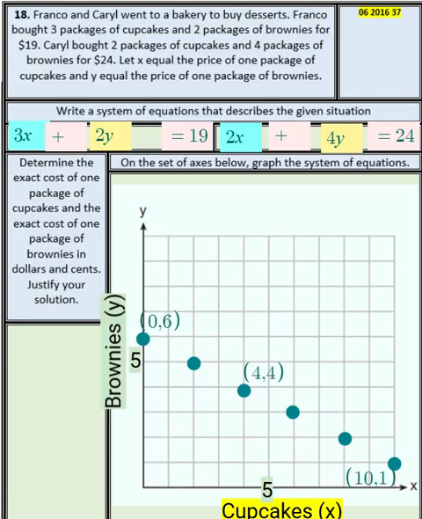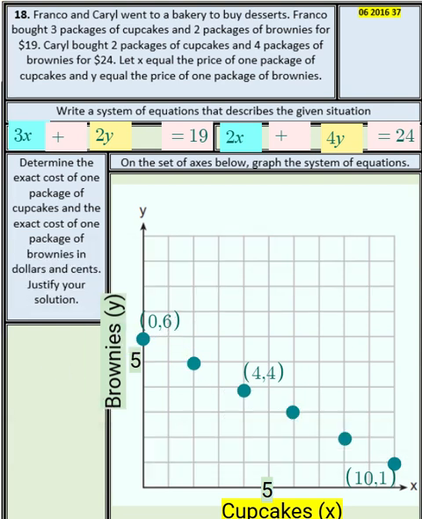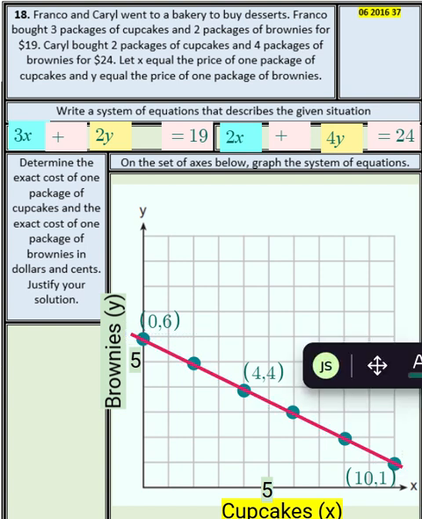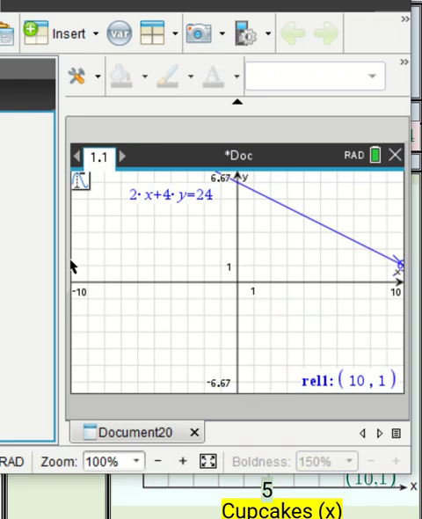So when graphing, attention to detail is very important. I've got my points labeled, all my dots are on lattice points, and now take a ruler to connect your dots with a nice, clean, straight line, and label that line with your equation. Now we can go back to the calculator, press Tab, and graph our second equation.